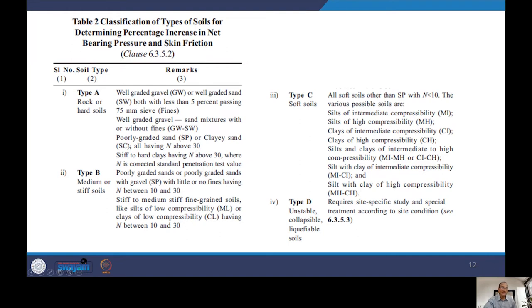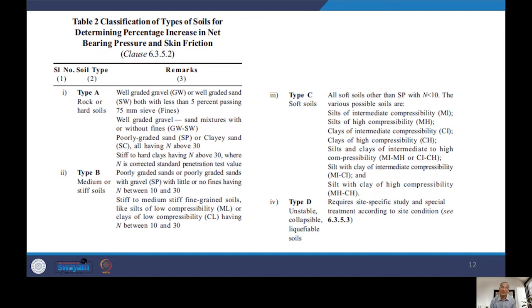If the N value is above 30, then we can consider this as type A. But if N is not above 30, then it goes to type B, provided N is between 10 and 30. This type B is applicable for poorly graded sands or poorly graded sands with gravel, with little or no fines, having N between 10 and 30. Then this is also applicable for clay sites of low compressibility. For type B, it could be silt ML or it could be clay CL.